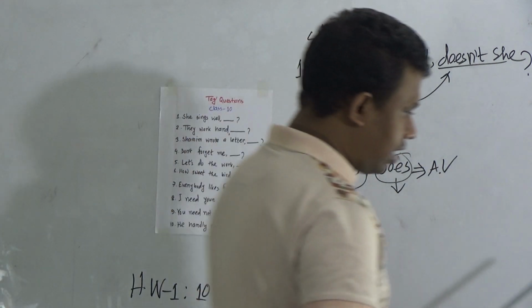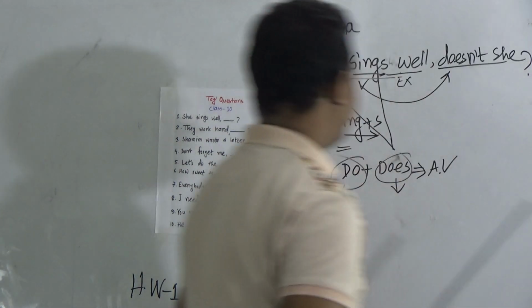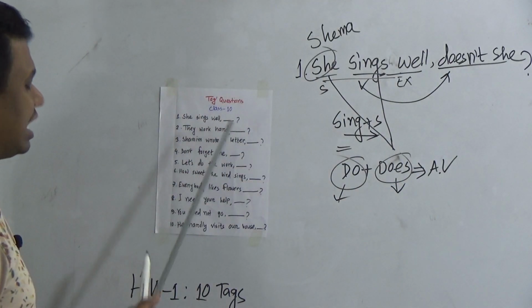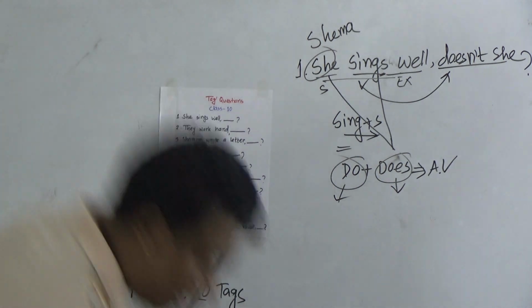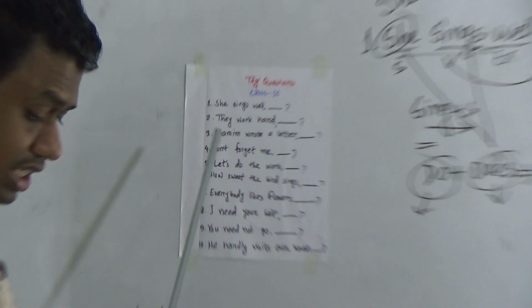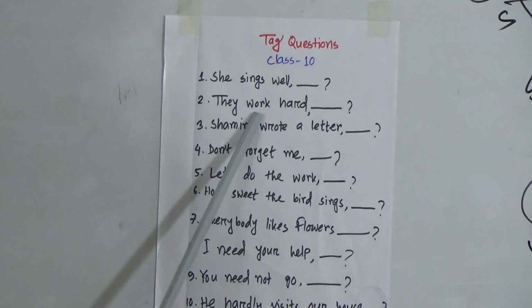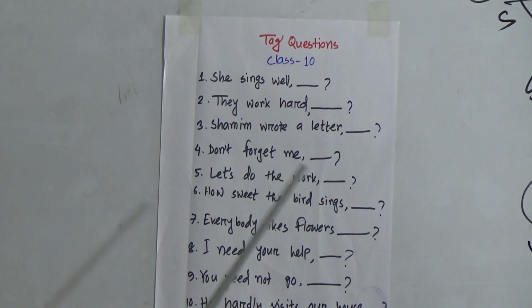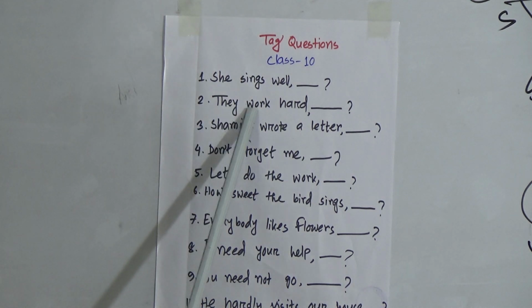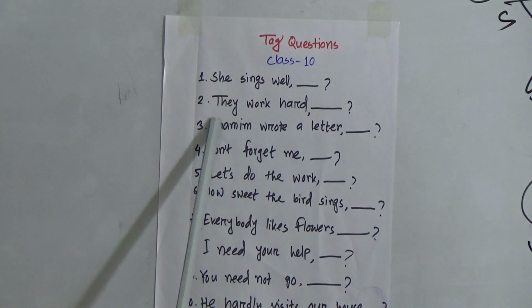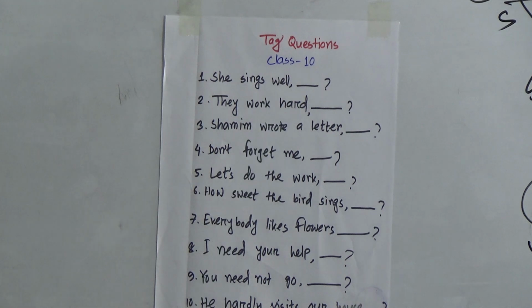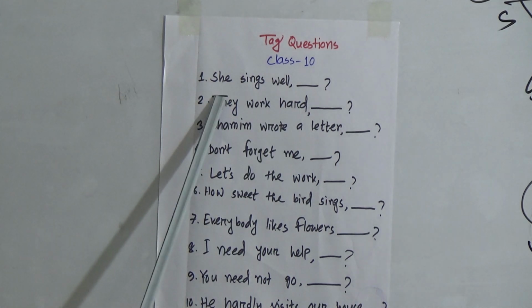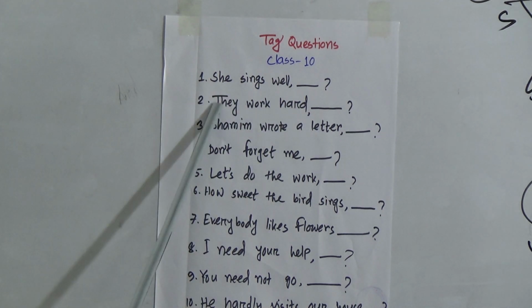Then come to example number 2. They work hard. Dear students, they work hard. Here the subject is they and the verb is work hard. In this case, there is no extra s with the verb. They is the subject, work hard is the verb. So this is also present indefinite tense, and its subject is they. They is not third person singular number.